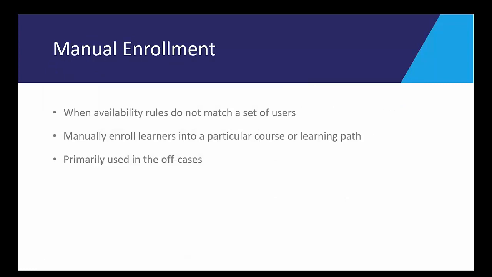As a supplementary option, an admin with the proper user enroll permissions can also choose to manually enroll users into courses individually. This would be useful when availability rules do not match a set of users or anything that could be identified within the user setup. Similar to the other enrollments, the learner will be notified that they have been enrolled into the course, and the courses will appear in their My Courses section.